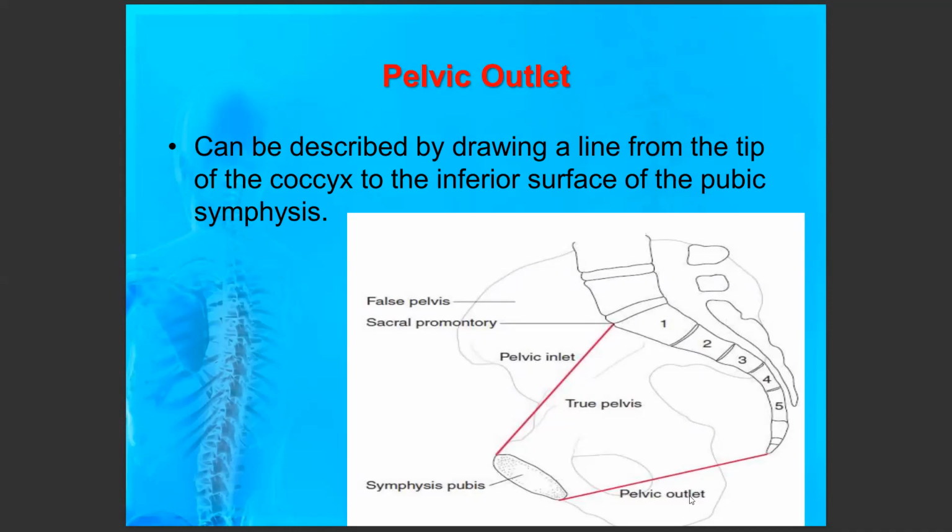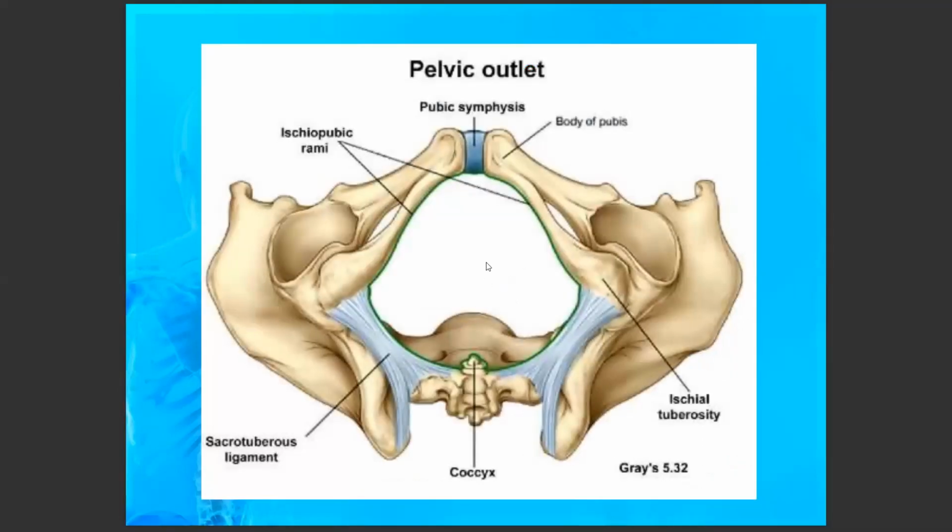So the pelvic outlet is the line drawn from the lower end of the symphysis pubis, the lower border, to the tip of the coccyx. This is known as the pelvic outlet. The area of the pelvis between the pelvic inlet and the pelvic outlet is known as the true pelvis, while this one is known as the false pelvis. This is the true pelvis, and this is the false pelvis. This is the pelvic inlet.